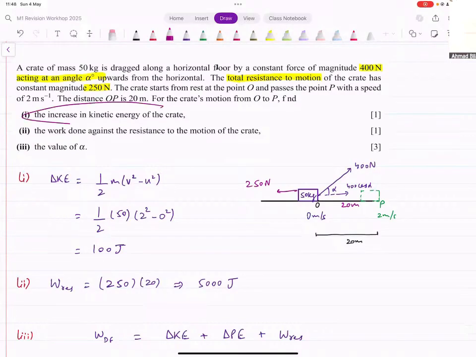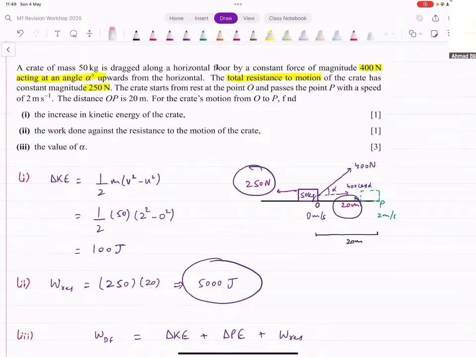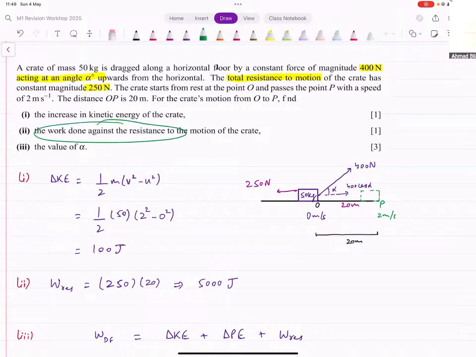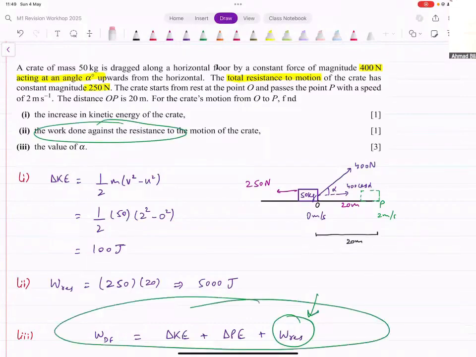First of all, what's the increase in kinetic energy? Just use the change in kinetic energy formula. Work done against resistance, how do you find that? You've got the resistance value, that's 250, times the displacement, that's 20, and that gives you the work done against resistance. Now, whenever they talk about work done against resistance, and you can figure out that they're talking about speeds or the height changing somewhere, that's a clear indication for you that you would be using the work energy principle. In almost all questions that involve work done against resistance, you'll be using this work energy principle.